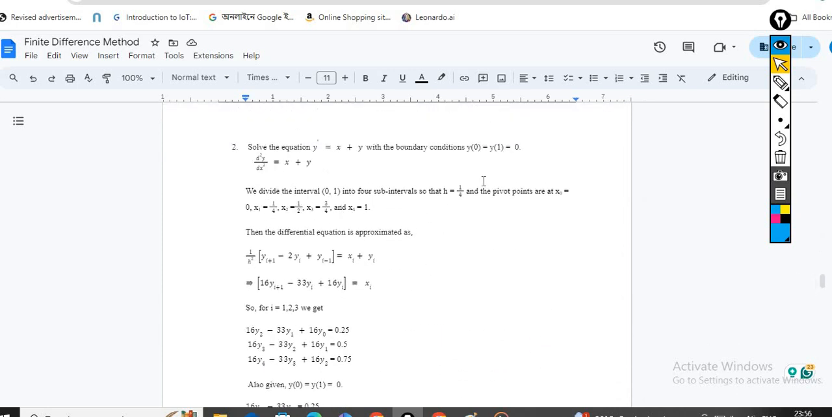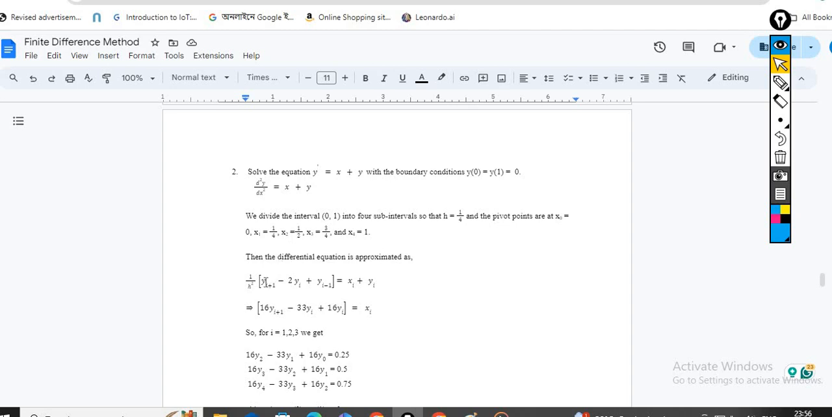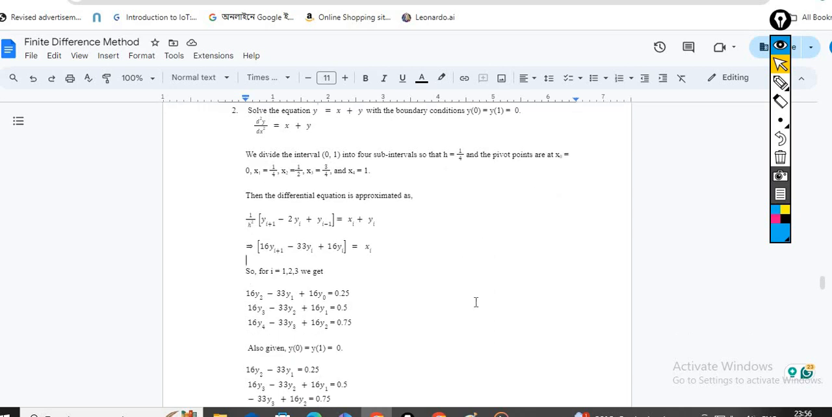You can just put in the boundary conditions. Okay, put the expressions in this form: y i minus 1 minus 2 y i plus y i plus 1 equals x i plus y i. Put these values. Now we have three cases, i equal to 1, 2, 3. Put these values, and we have three equations.